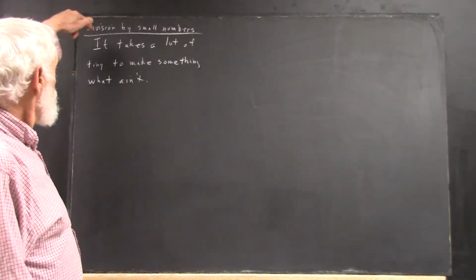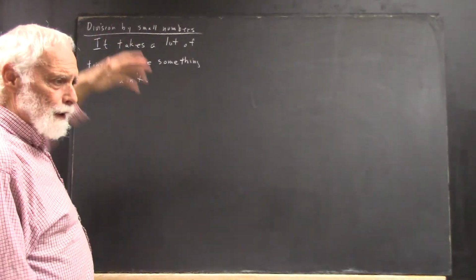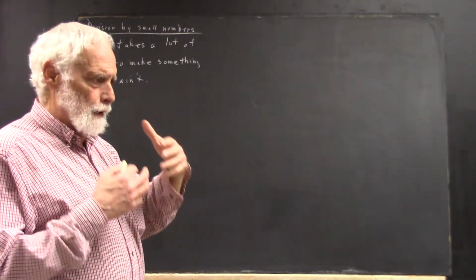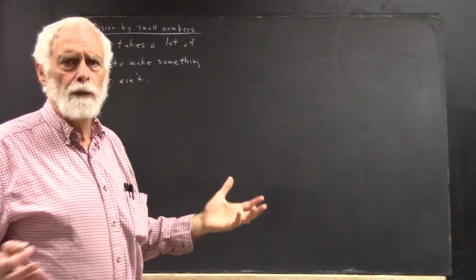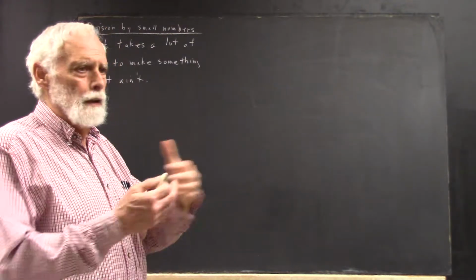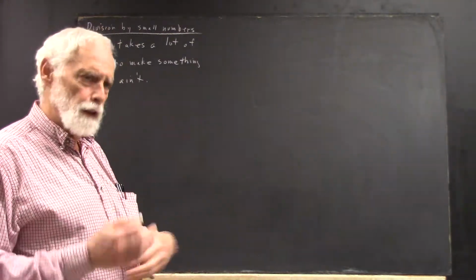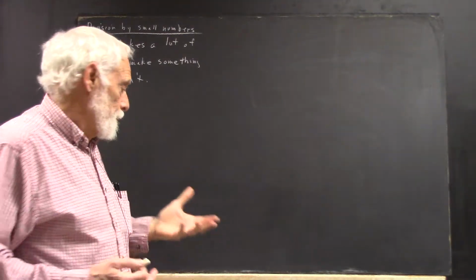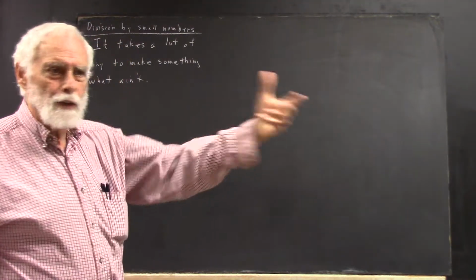Okay, I want to talk about the idea of division by small numbers. Something that my pre-calculus students always have trouble with in the context of graphing rational functions. We have a denominator that can approach 0 and a numerator that doesn't. Okay, well, that's the context.